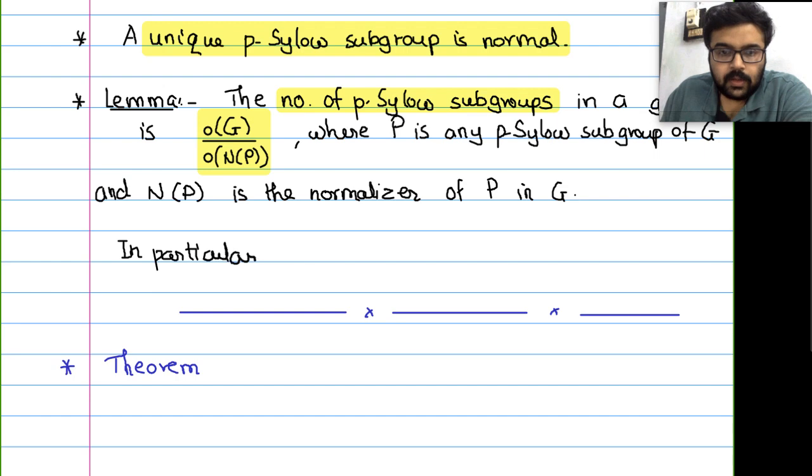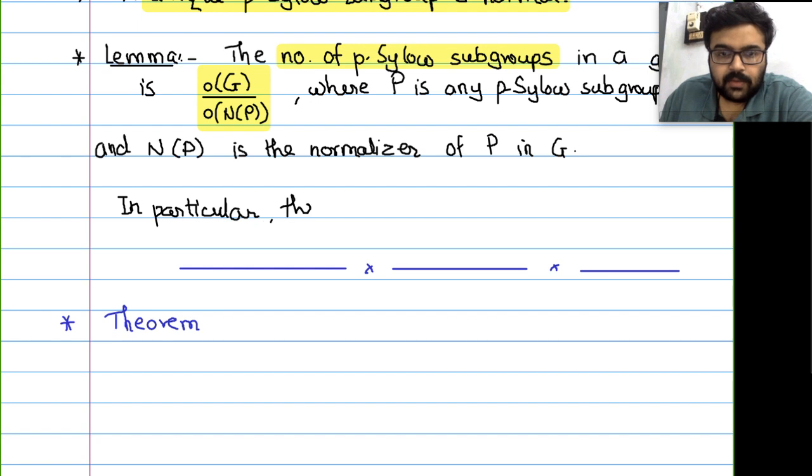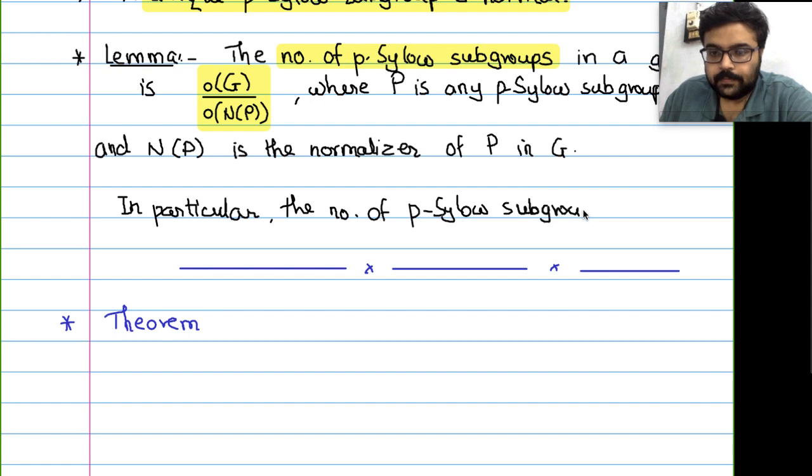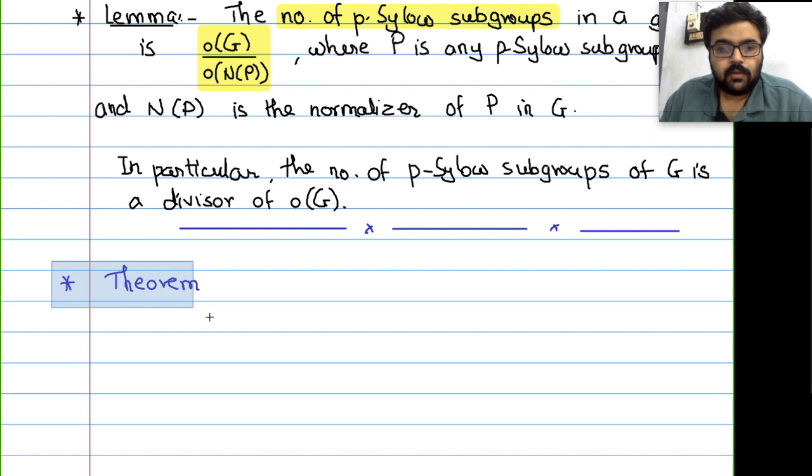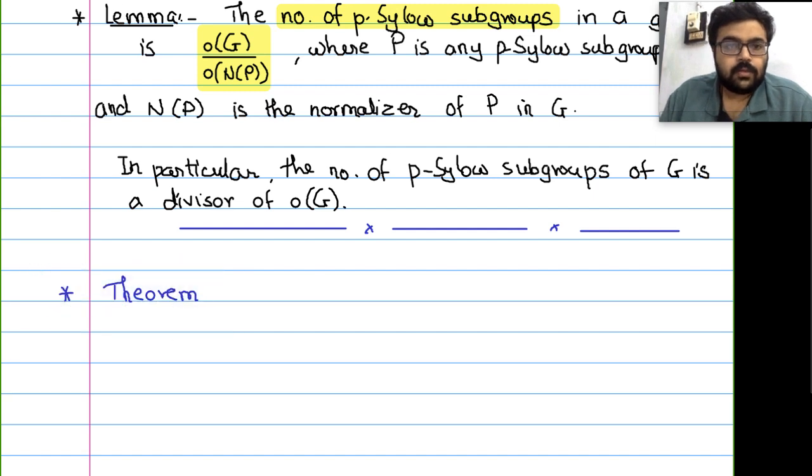what is this? The index of a subgroup. So therefore, order of G upon order of N_P is a divisor of order of G. In particular, the number of p Sylow subgroups of G is a divisor of order of G. So let me mark this: the number of p Sylow subgroups is a divisor of the order of G.